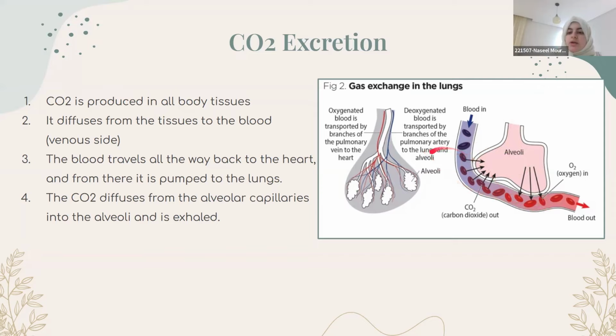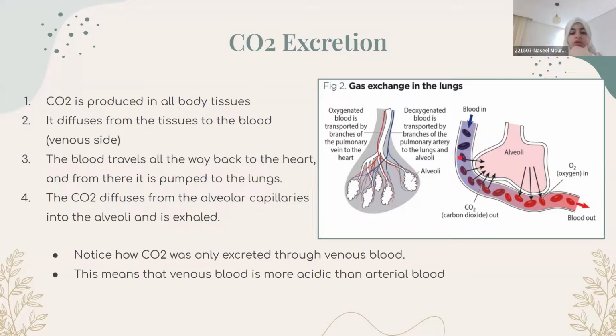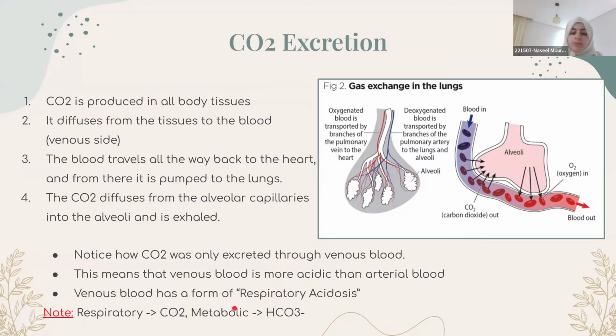Did you notice how we never mentioned that carbon dioxide is in the arterial blood? That is because we said it's always pushed out into the venous side. Now, this doesn't mean that the arterial blood does not have carbon dioxide. No, of course it does. But I'm saying that the carbon dioxide on the venous side is much higher than the arterial side. And so this means that the venous blood is more acidic than the arterial blood, and so you have a form of respiratory acidosis. This is the first time we talk about a type of disturbance, but this is normal. Respiratory means that it's coming from the lungs, from carbon dioxide. Metabolic means it's coming from the body, from the kidneys, and so in this case, we would usually look at the bicarbonate. We're going to talk more about that later.